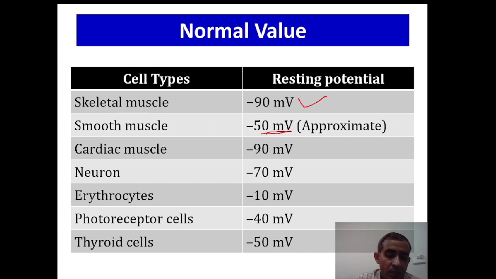After that, the cardiac muscle has minus 90 millivolt, neuron has minus 70 millivolt, RBC minus 10, and the photoreceptor cell, which is a receptor present in the eyes, the rods and cones, detects light, and that's why it is called the photoreceptor. Thyroid cell has minus 50 millivolt. There may be some minor variations in the values from book to book, but you can remember these. These are from the standard materials.